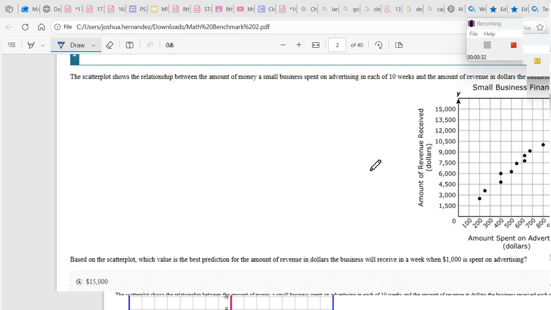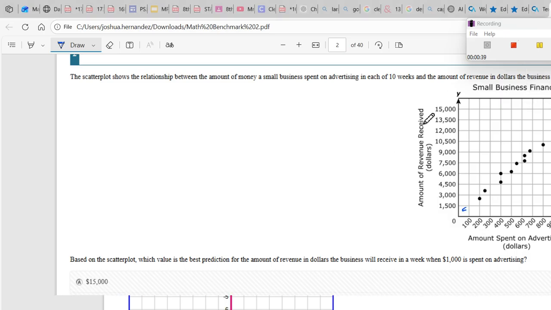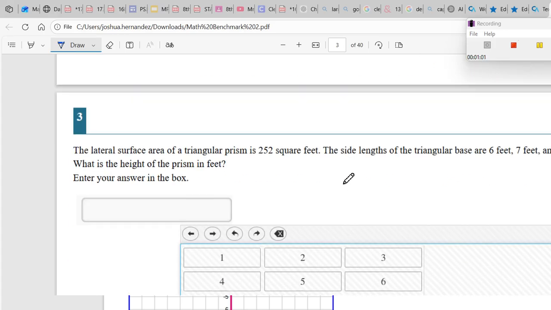Okay, so this one here, you can just draw a line through the points. It does not have to go through the origin, just through the points. Here it says $1,000 of spending, so go up to $1,000 roughly. Come over here, between these two, too low, too high. I'm going to say too low, perfect. That's it, guys. Pretty darn easy. Next question.